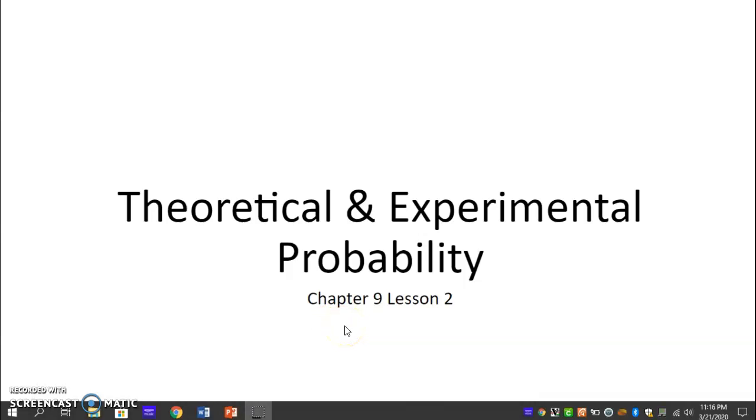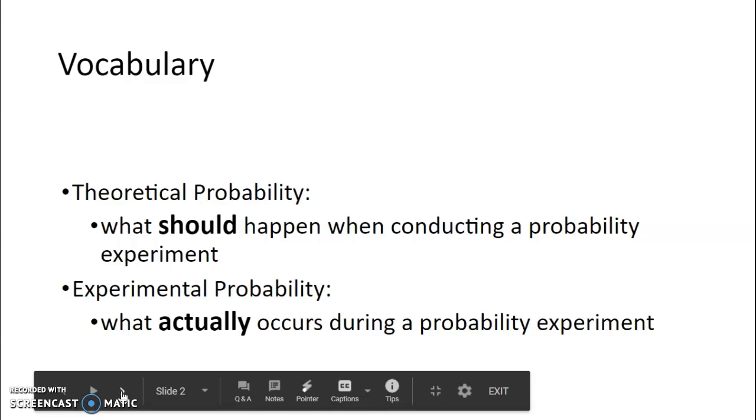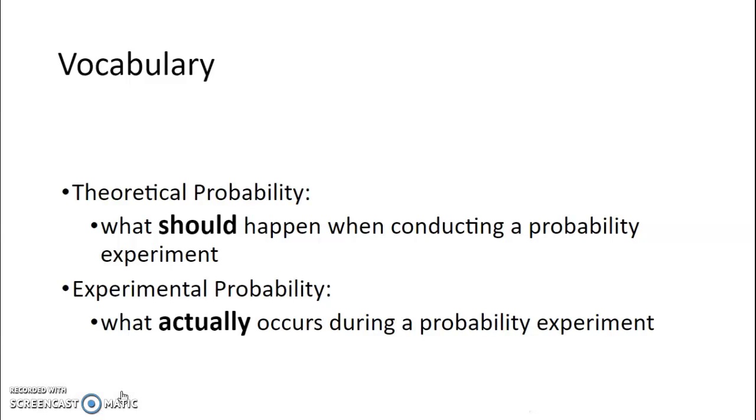This is Chapter 9, Lesson 2, Theoretical and Experimental Probability. So we've already talked about simple probability. And now we're going to stay on that same theme, but we're going to be comparing two different types of probability. And really, I think the terminology sounds a little bit more complex than what it really is. Theoretical probability is what should happen when you're conducting some kind of experiment. And then the experimental probability is what actually occurs. Sometimes those things will be the same, but they won't always happen that way.